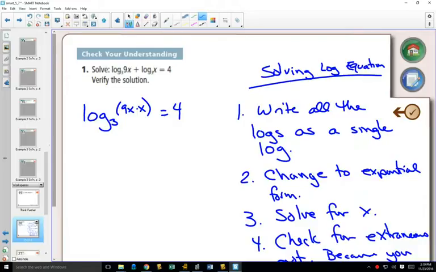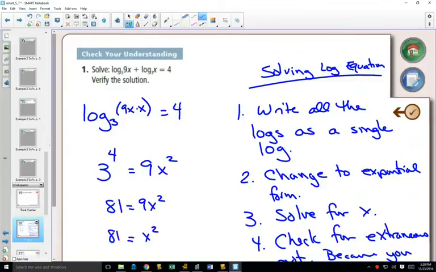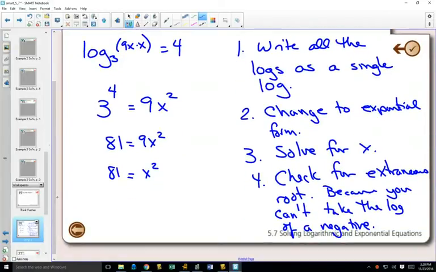But now that we've written it as a single logarithm, now we can use the definition of a logarithm and change it to exponential form. What's the base? 3. What's the exponent? 4. What's the answer? 9x squared. 3 to the 4 is 81, divide both sides by 9. And so now we're just using algebra to solve for x. Divide by 9 and get 9, then square root both sides. We get x equals plus or minus 3.